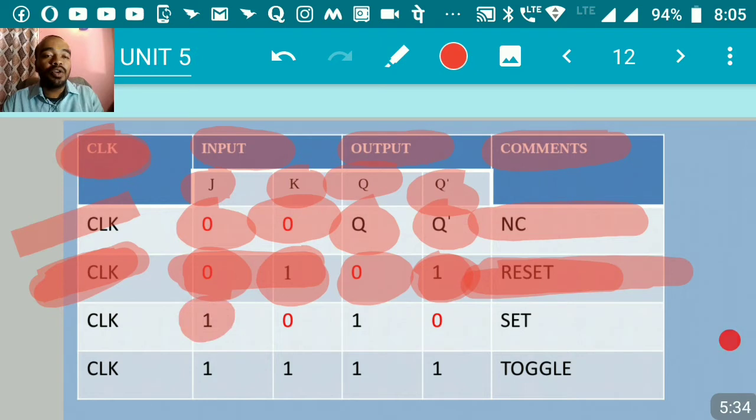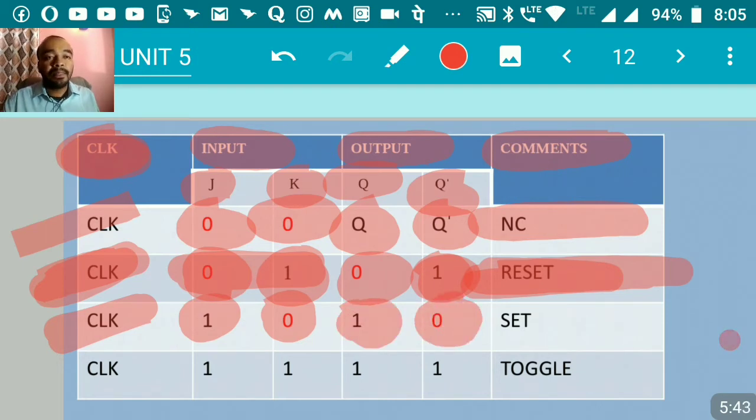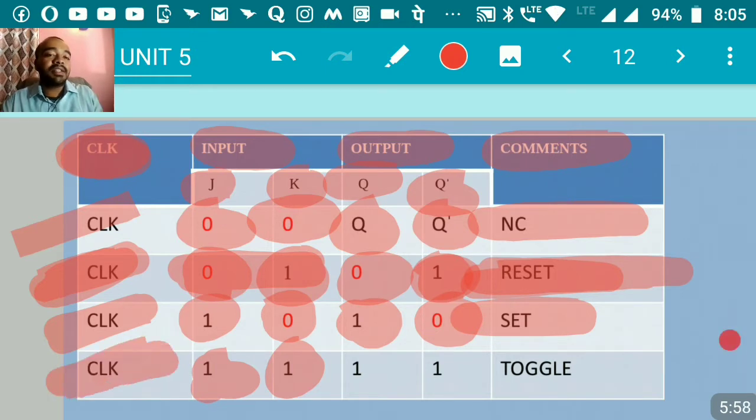Okay, so in the next line of the truth table, we have J equal to 1 and K equal to 0. After applying the clock pulse, Q will be equal to 1 and Q bar will be equal to 0, and this state of the JK flip-flop is what we are going to call the set state. In the next line we have J equal to 1 and K equal to 1. After applying the clock pulse, Q will be equal to 1 and Q bar will be equal to 1, and this state is what we are going to call the toggle state.